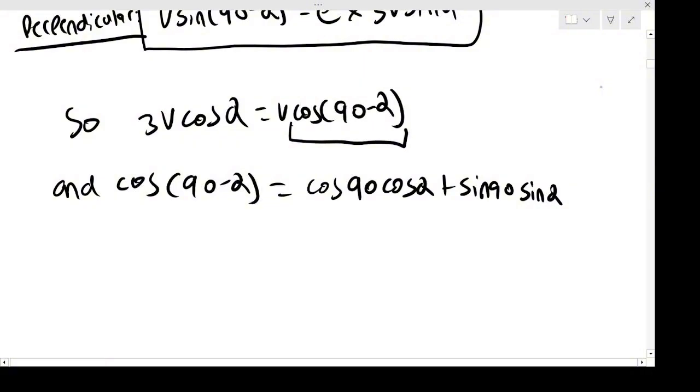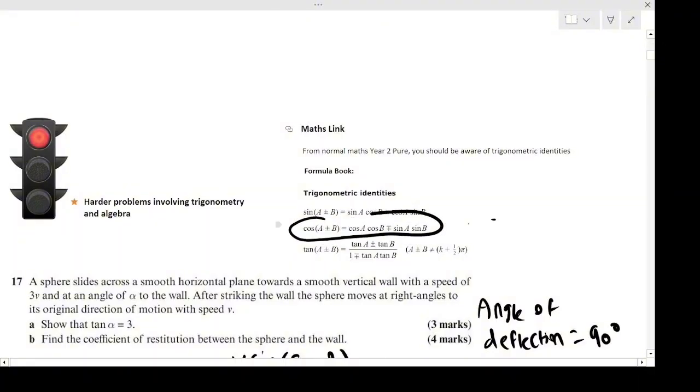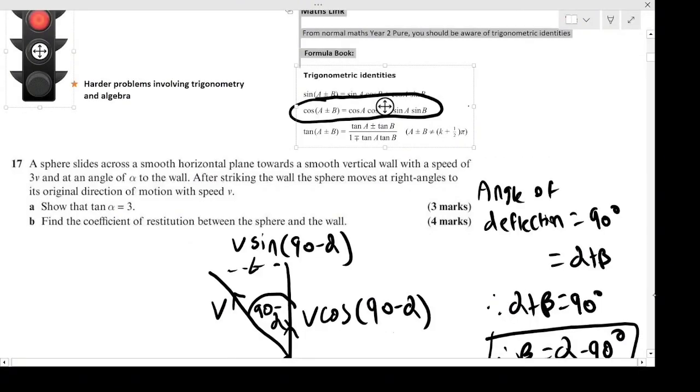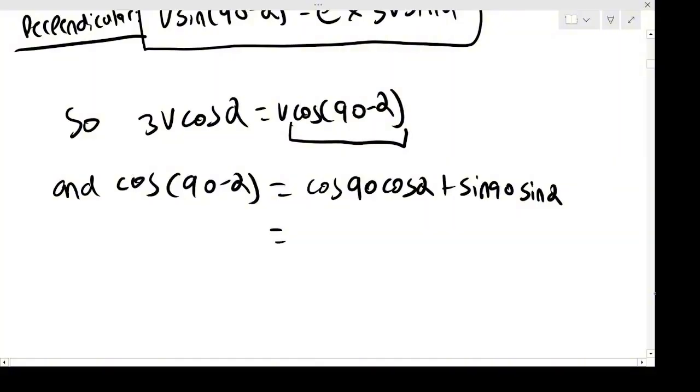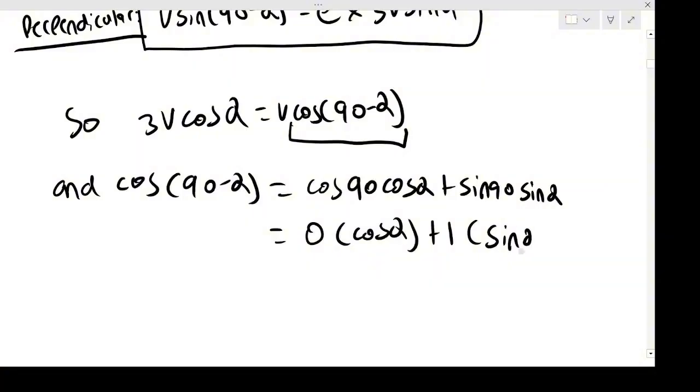This looks really unusual to what we've done, but hopefully you can see that we can apply standard techniques. We can apply the addition formula for cos that you should have seen from year 2 pure, but if you haven't, that's the formula. We can use the standard formula to simplify this expression here. If I do it bit by bit, cos 90 goes to 0, so it's going to be 0 lots of cos alpha, and sine 90 goes to 1, so it's going to be 1 lots of sine alpha. Very nicely, that tells me cos of 90 take away alpha equals sine alpha.